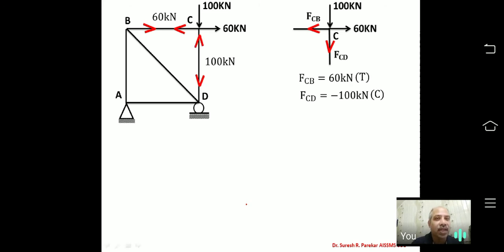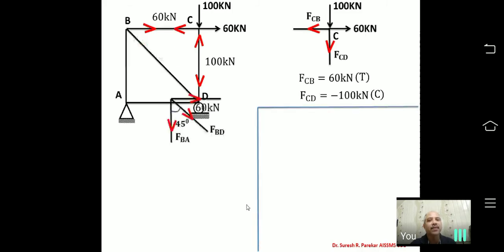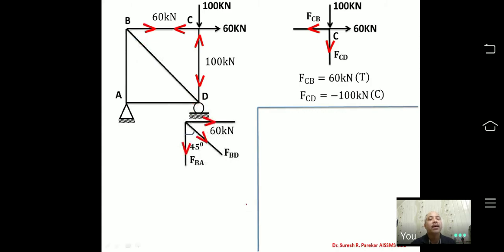Now when I will consider joint B, you have to consider 60 kilonewton as tensile. So whatever arrows you have to go with the same arrows. We are not going to write down magnitude over there. And now you can consider joint B, and at joint B you can see we have three members. So we have BC, BD and BA. But out of these three, we have BC 60 kilonewton tensile. We will show it as it is. FBD and FBA we have to assume tensile.